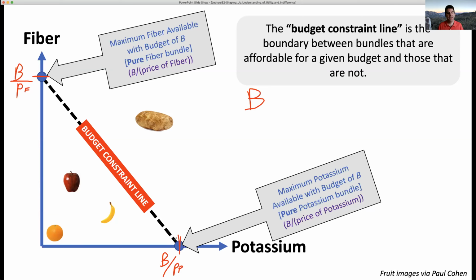Now, if you buy all of that amount of potassium, you can't buy any fiber. You're stuck with this bundle down here. If you buy all of the fiber, you can't buy any potassium. So you're stuck there.